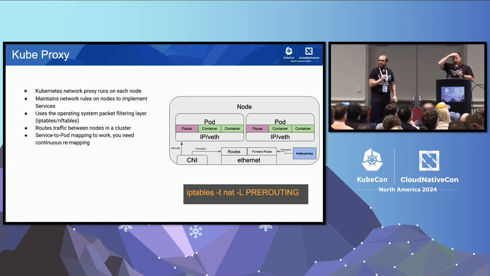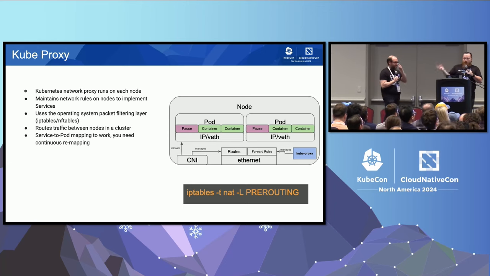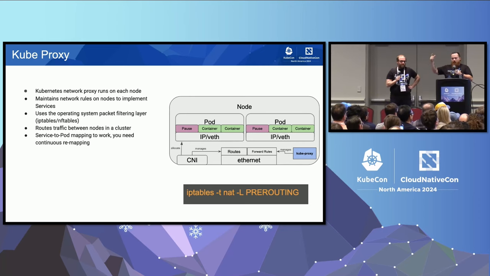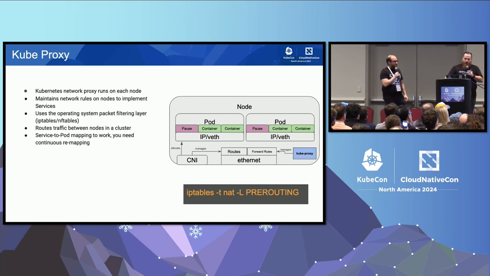So kube-proxy is another piece of software that runs on each node, and it maintains those networking rules we're talking about. All those NF tables rules, when a service changes, kube-proxy is responsible for changing those. It uses the operating system packet filtering, so IP tables or NF tables, depending on your implementation, and it routes all of the traffic. Cilium does it on eBPF, if you're using Cilium in kube-proxy replacement mode. And that's responsible for the service to pod mapping.